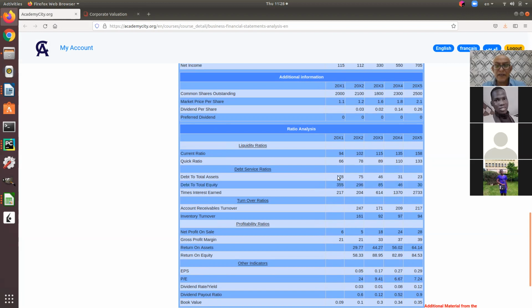For now, this is a very simple division of one number by the other. There's another one, called times interest earned. It's a very interesting number. It's a very good one, by the way. It gives me an indication of the capability of the company to pay its interest.